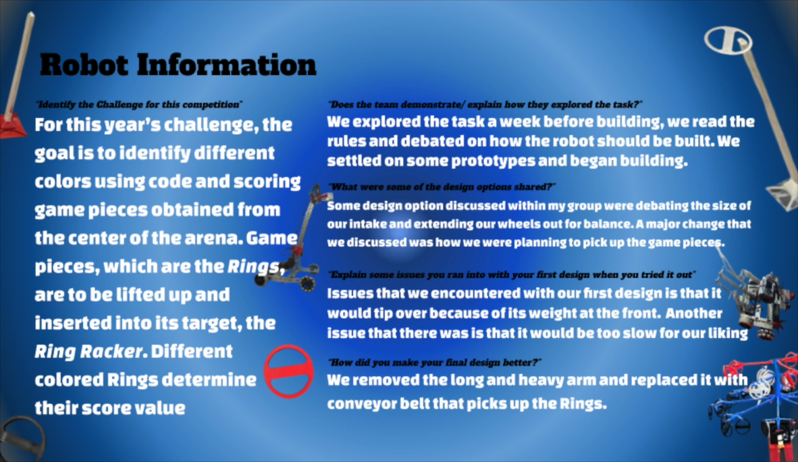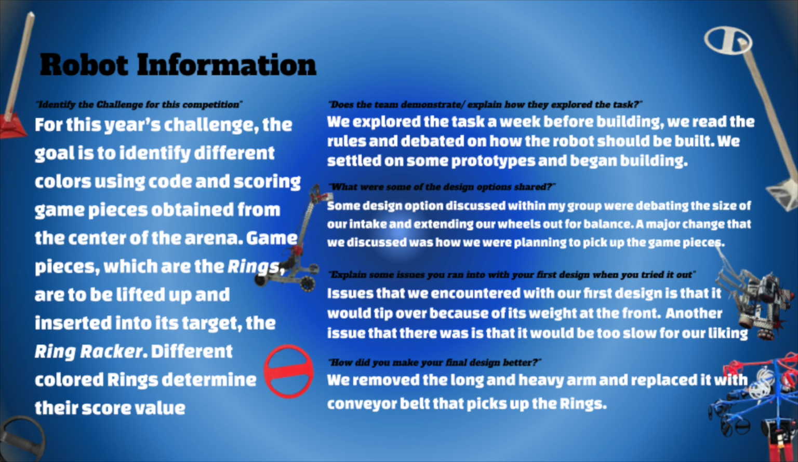Our group had a discussion on how the robot should be made, what drivetrain it should have, and also what features it should have. We discussed this over a week period during the readings of the rules. What were some design options shared? Some design options discussed within my group were debating the size of our intake and extending our wheels out for balance. A major change that we discussed was how we were planning to pick up the game piece.